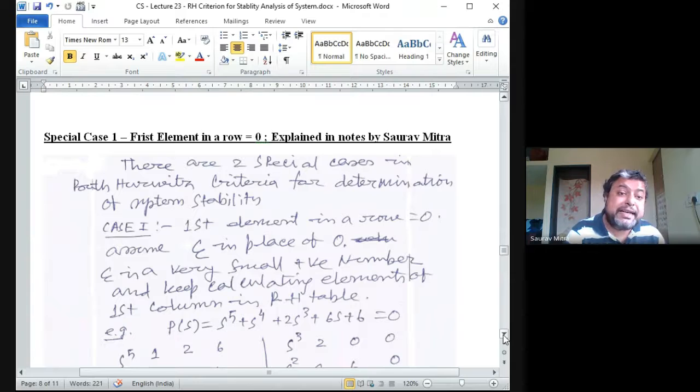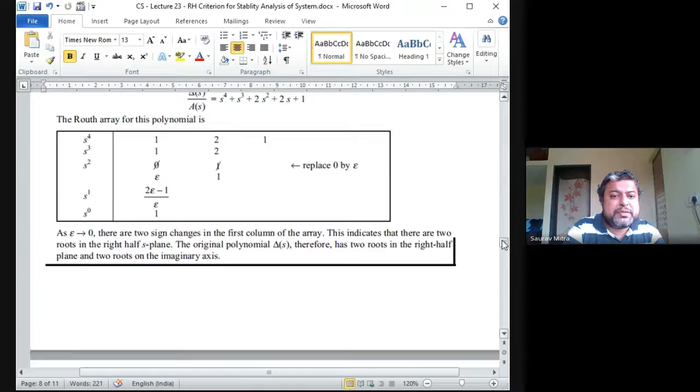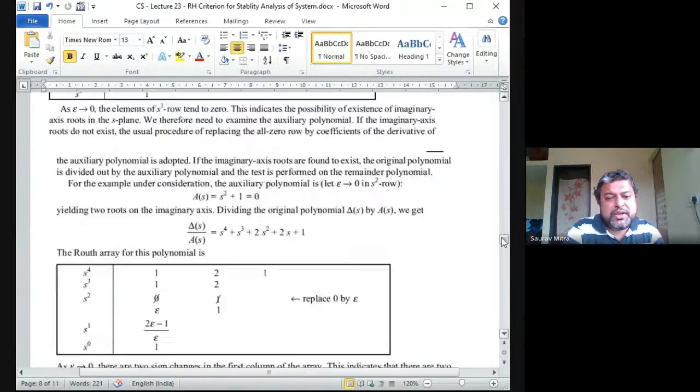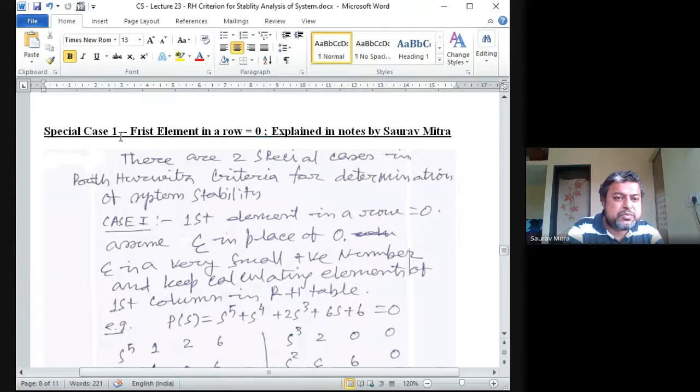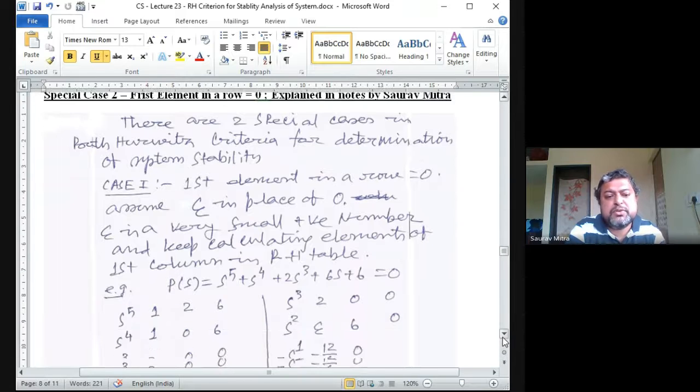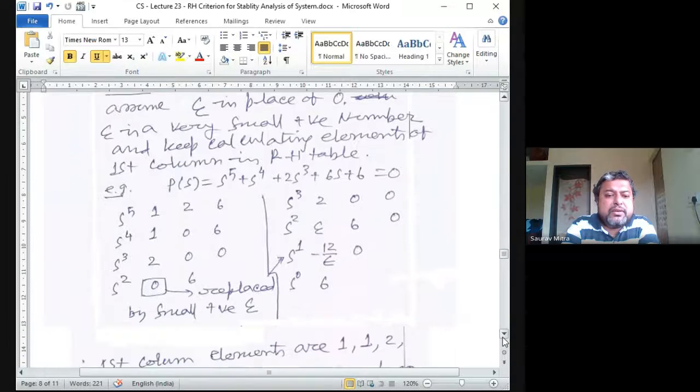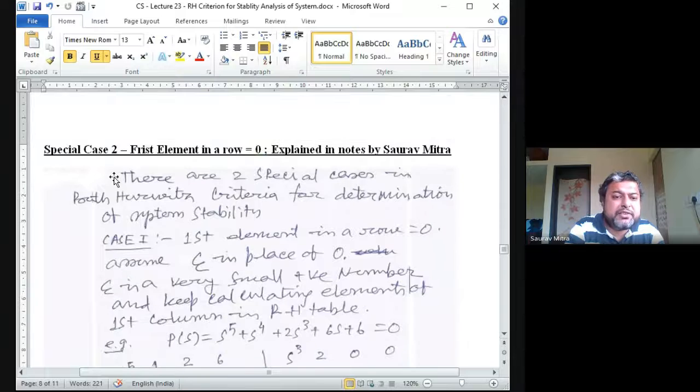Let us go for the second special case. Actually, I have mentioned this as special case 1, and the second one I have also mentioned as 1. I'm sorry, the second one should be special case 2. It's my mistake. I will upload this corrected document. This is called special case 2, and this is handwritten by me, so it will be easier to understand. Just see what the problem is. This is a continuation of that, only my handwritten note.